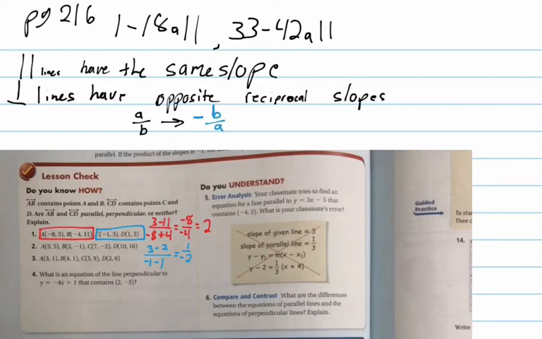So we have to compare these now. Is 2 the same as negative 1/2? Are they the same number? No, they're not. So are they parallel? No. Are they perpendicular? Are they opposite reciprocals? Yeah, they are. So 2, if you were to write it as a fraction, would be 2 over 1, and when you flip it and change the sign, it would be negative 1 over 2. So number 1, those lines are perpendicular.